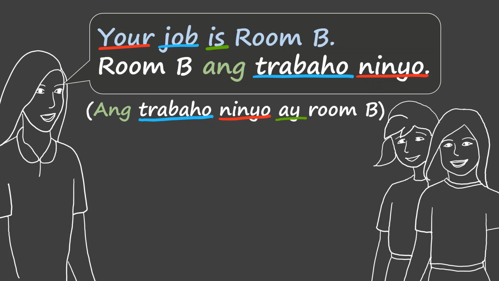You might ask, what is the word ang for? In English, ang is actually the, but clearly there is no the in the English version of the sentence. Even so, the word ang serves a purpose. It puts the focus on the word that follows it. Like in this case, ang puts the word trabaho in focus.